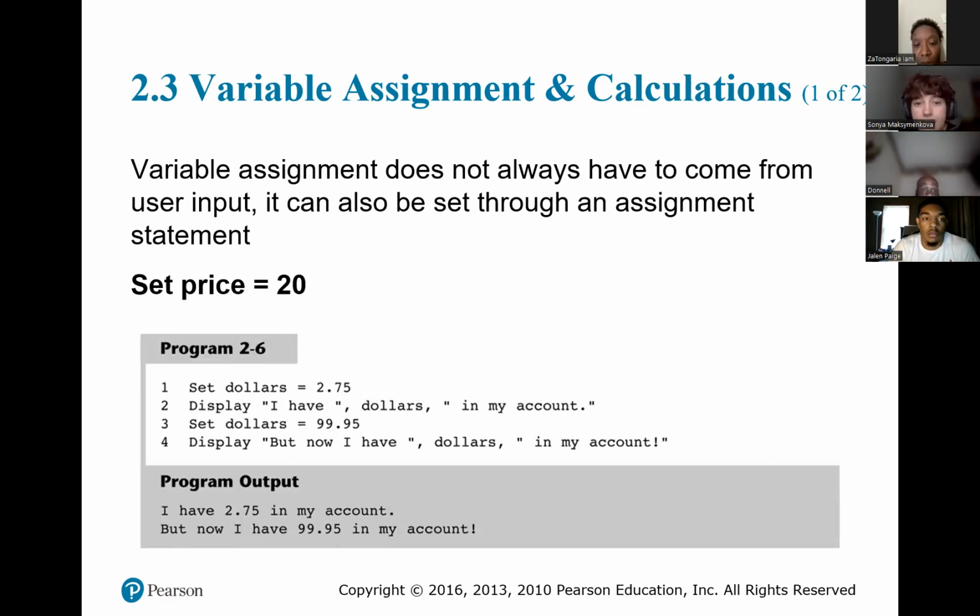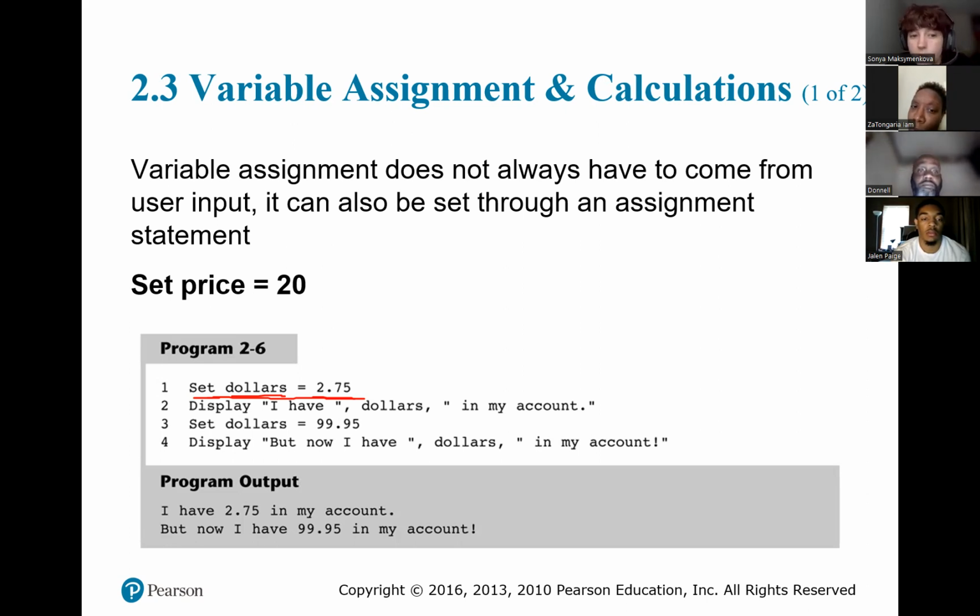Now, variable assignment, this is a little bit of a different thing. So right here, you can see that we are setting dollars to equal 275. And this whole statement is what we call a variable assignment, because before, what we saw is that our variables were assigned to values that the user inputted, right? Remember, input age, input gross pay, input hours worked, that all came from the user. However, we can also create variables that do not have anything to do with the user. In this case, we're setting dollars to equal 275, and this is what we call variable assignment.